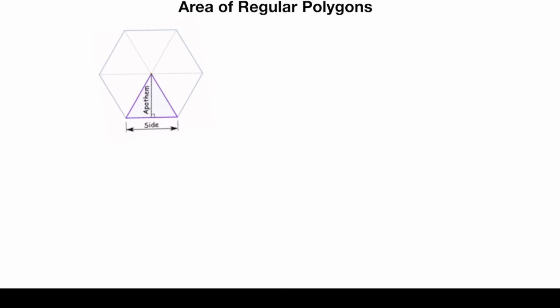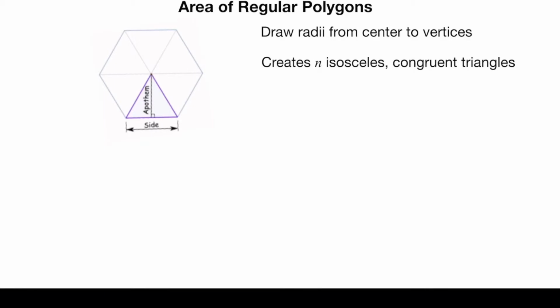So in this particular polygon, I've done a few things, one of which is I've drawn radii from the center of this polygon to all its vertices. And this creates a bunch of triangles. And these triangles are both isosceles and congruent. Now I'm getting n of them, where n is the number of sides. So since this is a hexagon, my n is 6. I do have 6 triangles.